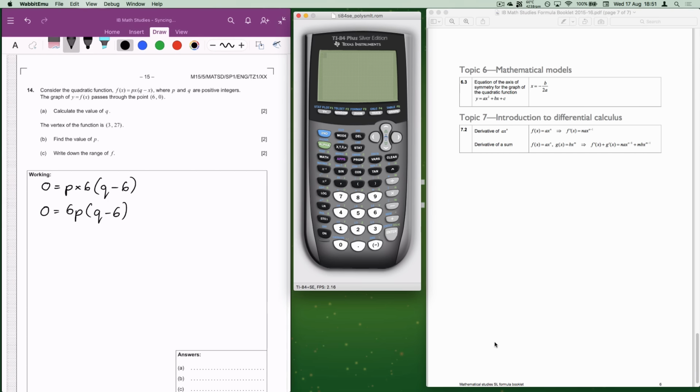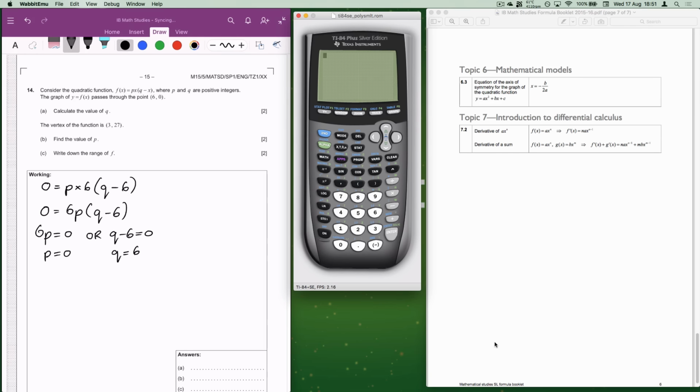Now, the temptation here is to expand this out. Don't. What you're asking yourself here is, if I was solving this, what would I have? We could have 6p equal to 0 or q minus 6 equal to 0, because these are two things that are multiplying together. Now, that would imply that p equals 0. Now, it does say it's a positive integer, but I'm not willing to bet that that's not the actual answer for p. However, it does give us an answer of 6 for q, and that seems more likely. So we'll hang on to that.